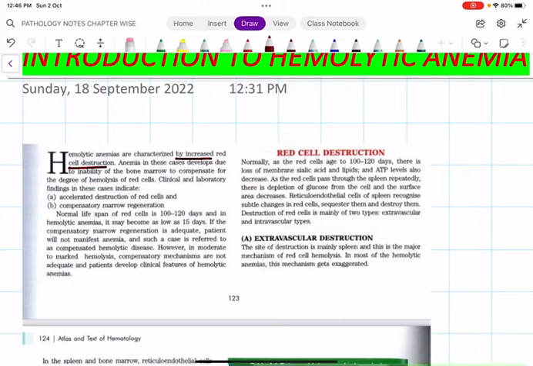So, clinical and laboratory findings will be based on two important things: number one, the accelerated destruction of RBC, and number two, compensatory marrow regeneration. As you know, the normal lifespan of RBC is 100 to 120 days, whereas in hemolytic anemia, it will be as low as 15 days. Now let us see the two types of destruction the RBC may undergo. One is called extravascular hemolysis and another one is intravascular hemolysis.